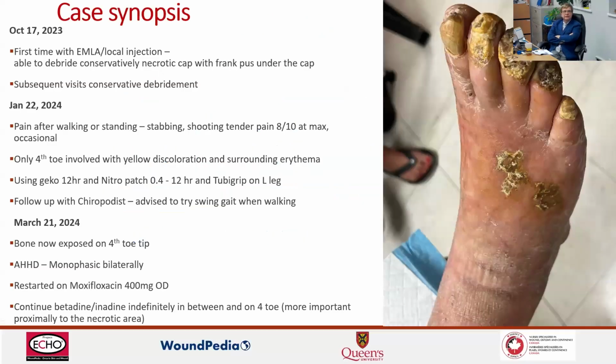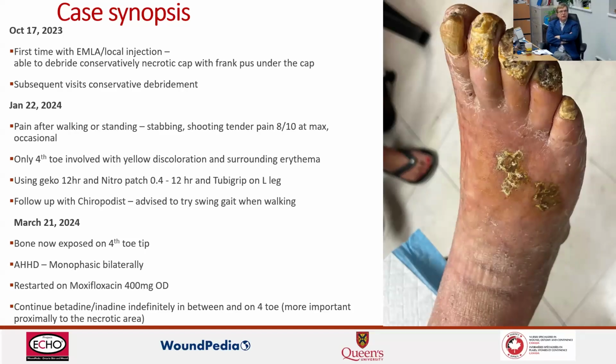Next slide. And this is our patient. We used EMLA, which is eutectic mixture of local anesthetic. And after I put this on, this was in October, a month later, I was able to remove some of those necrotic caps conservatively. And there was frank pus under one of these caps, the one on the third toe. And pain after walking or standing was stabbing, shooting, tender, 8 out of 10, got better. I had him on pain medication.